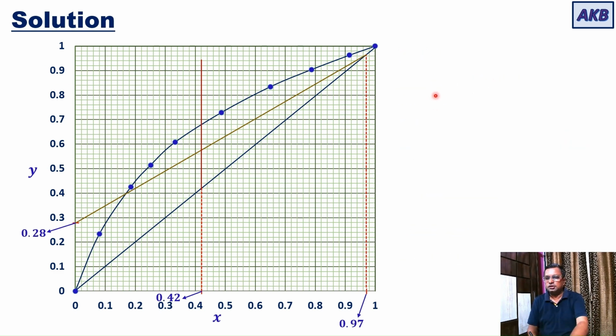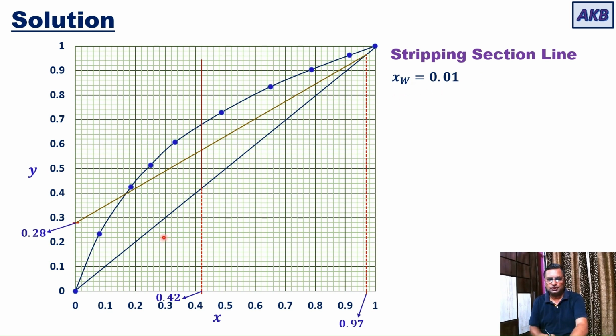Okay, now let us plot the stripping section line. For plotting the stripping section line, what information is required? XW. XW is given to us, it is 0.01. So let us locate it. It will be located at this point, XW 0.01. So the stripping section line is going to start at this point and it will be passing through the intersection point of the Q line and the rectifying section line. So this will be the stripping section line.